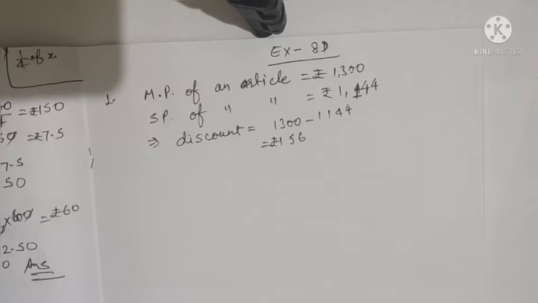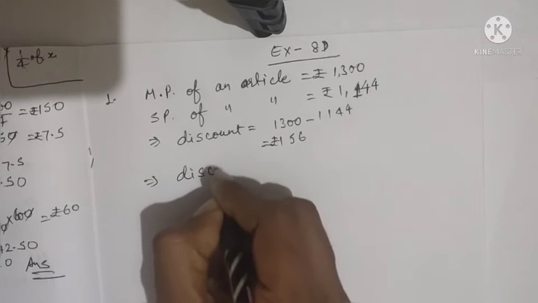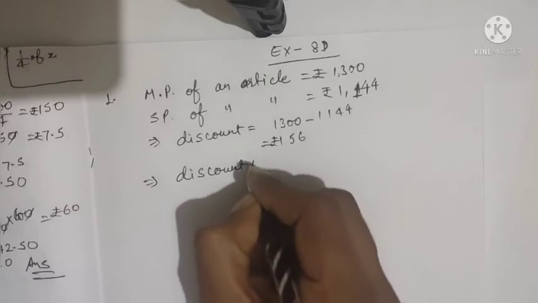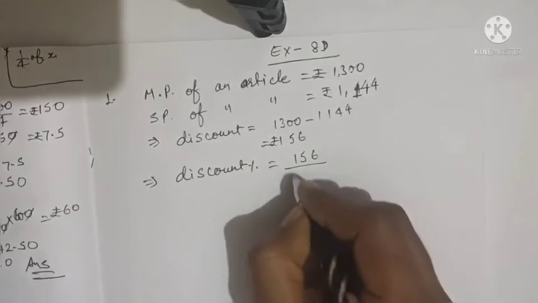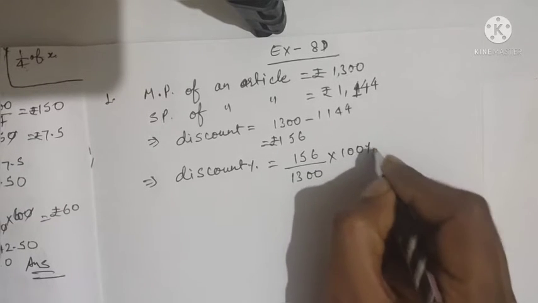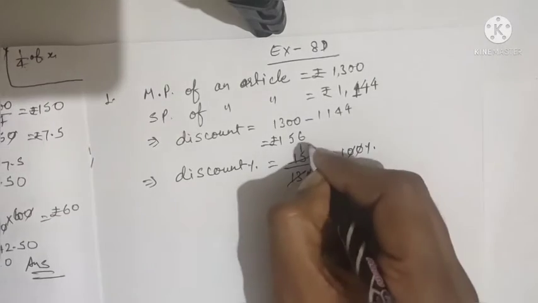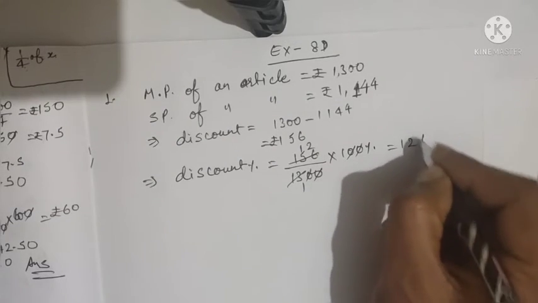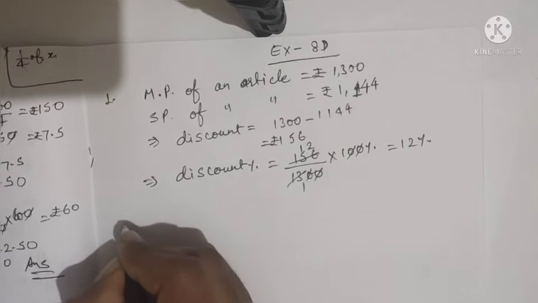The question is to find the discount percent, so discount percent is equal to 156 by the actual price, that is 1300, into 100%. Zero zero cancel each other. 13 1s are 13, 13 2s are 26, hence it will be 12%. Easy. Now question number 4.